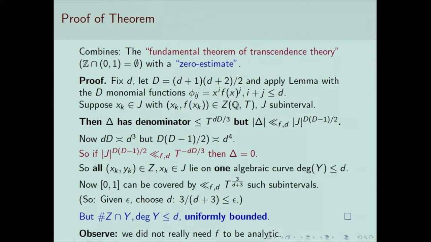Now, that's the end of the proof. I just want to observe at this point that what you require to do this proof is actually somewhat less than that the function be analytic. You just need these two elements, which it's maybe not clear how you would get: that you can parameterize it by functions with an arbitrary pre-given number of derivatives, and then you need this zero estimate property.